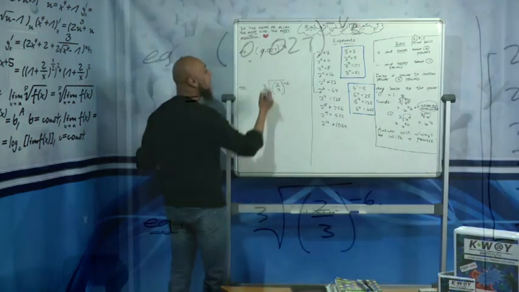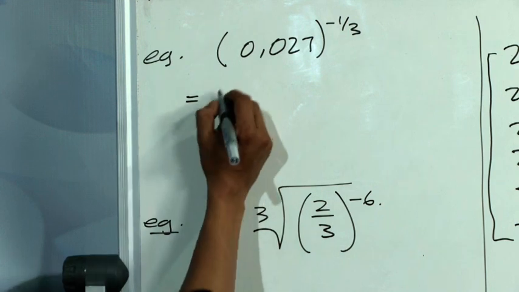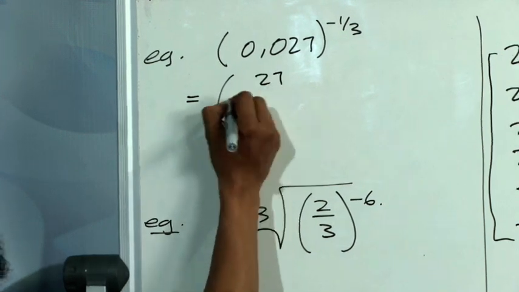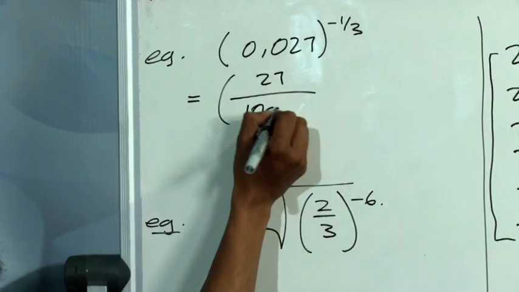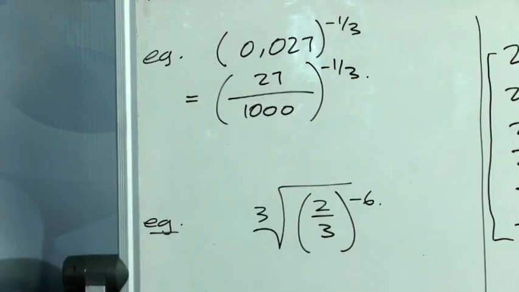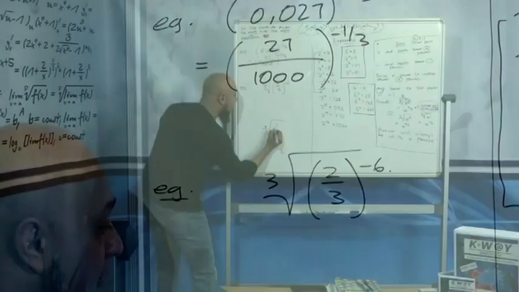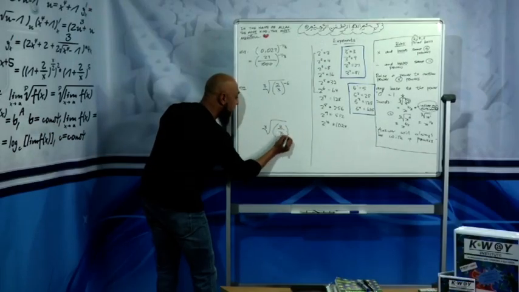Right, so here goes. We've got 0.027 to the power negative a third. We're now going to convert this. We're going to say 27 over 1,000. I hope you guys got that, to the power negative a third. I'm now going to just move this slightly down, the cube root of 2 over 3, because I need space to work on the top.